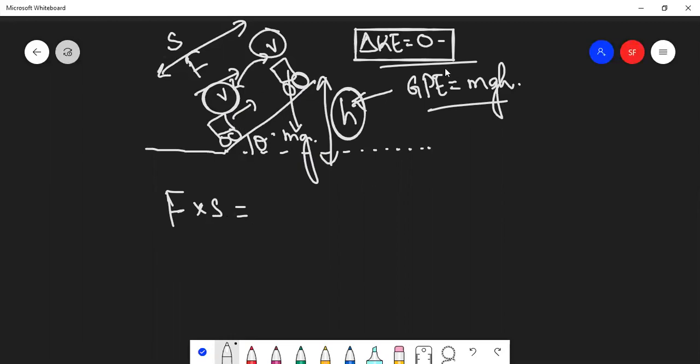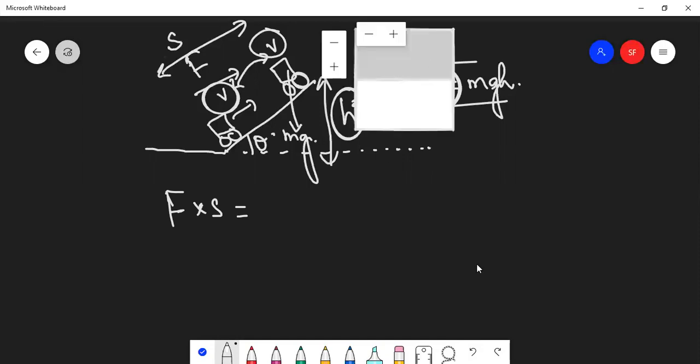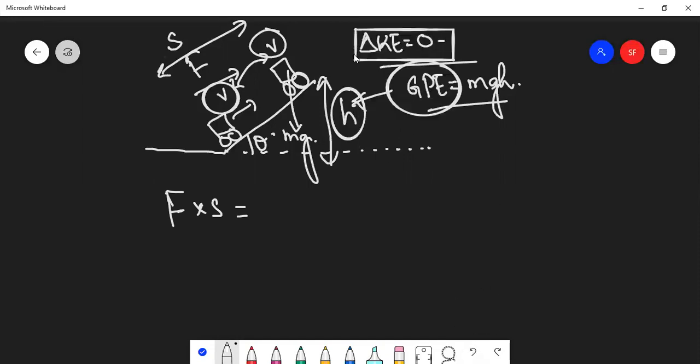It is converted to gravitational potential energy. Is it converted to kinetic energy? There is no change in kinetic energy, so how will it be converted to kinetic? No change in kinetic energy. Only it is converted to mgh. And is there any other form of energy that it is converted to?